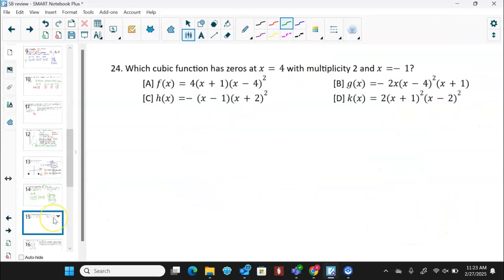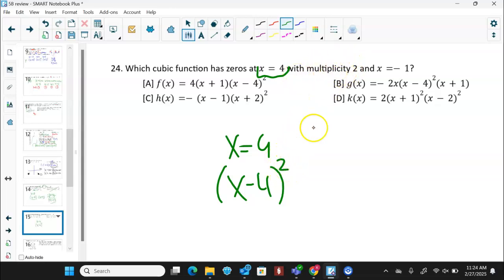Next question. All right, guys. So this one again, which one is it? We are going to take the zeros. So these are your zeros. x equals 4, and we're going to put it in factor form, which means x minus 4, with a multiplicity of 2, right? And then we are going to do x equals negative 1, and put it as x plus 1.